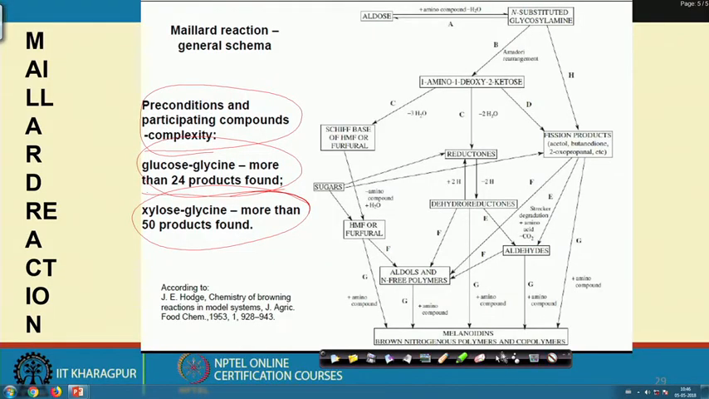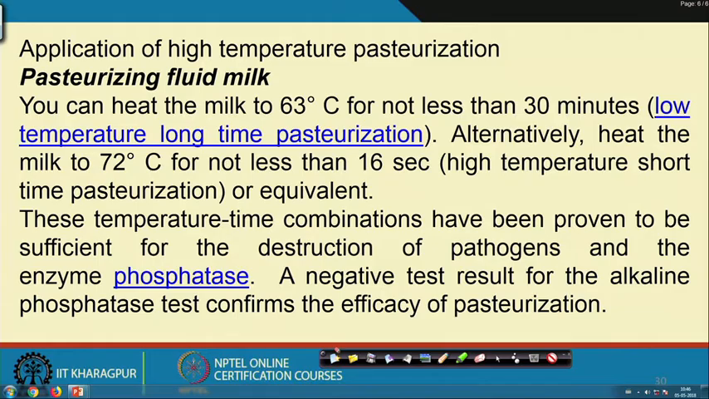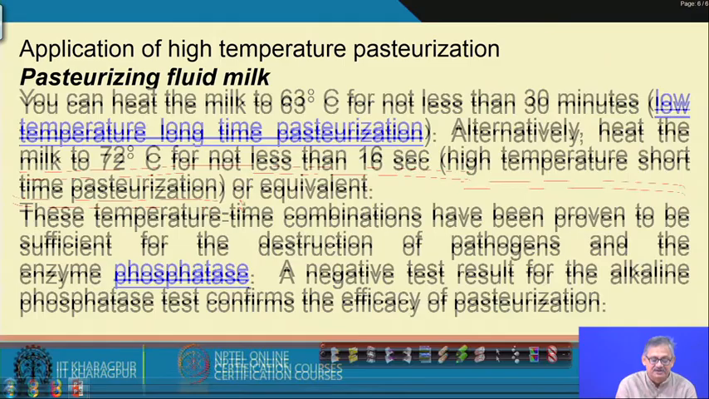Now let us look into some other aspects also, that when we are applying pasteurization, you can heat milk to 60 degrees centigrade for not less than 30 minutes. That is called low temperature long time pasteurization, and alternatively you can heat up to 70 degrees centigrade for not less than 16 seconds, right. That is high temperature short time or HTST pasteurization or equivalent.